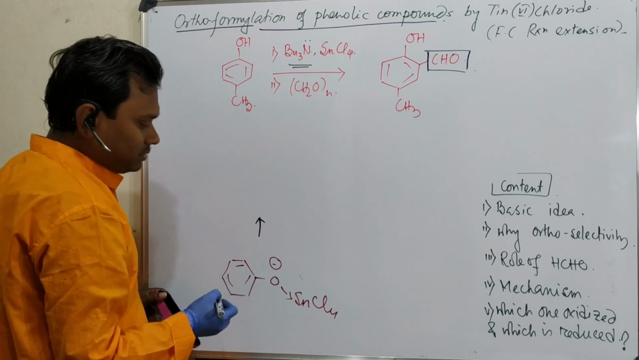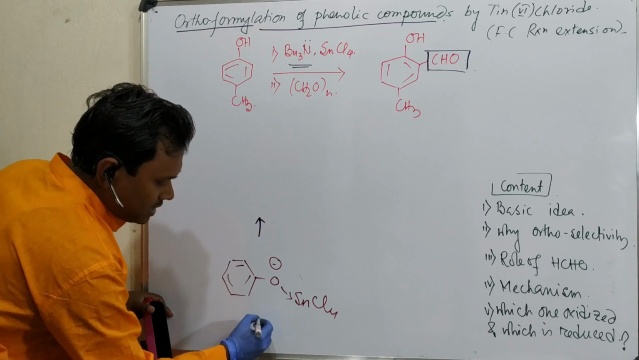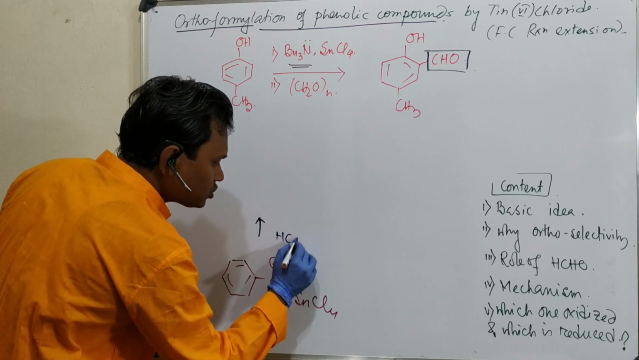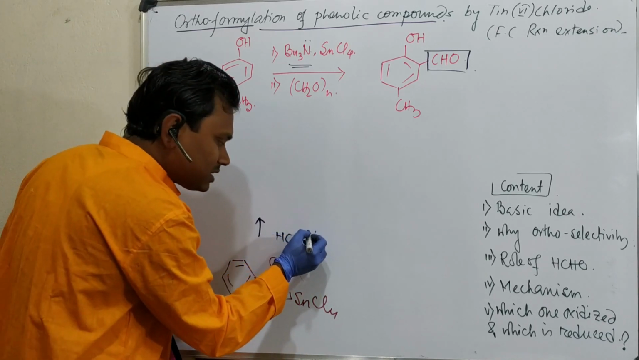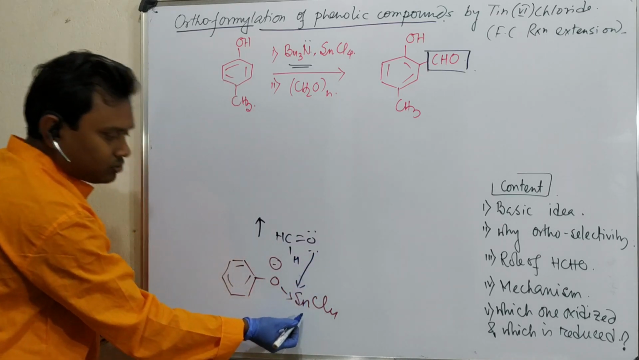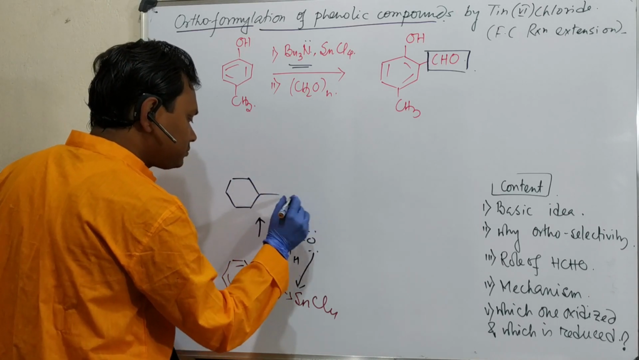So this is the tin thing. Formaldehyde: if you add formaldehyde, HCHO, what can it do? Formaldehyde has an oxygen, and this oxygen can act as a Lewis base and release its electron to tin(IV). So what will be the expected structure of the product?